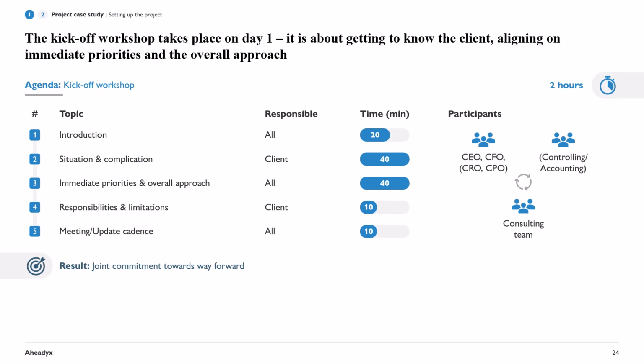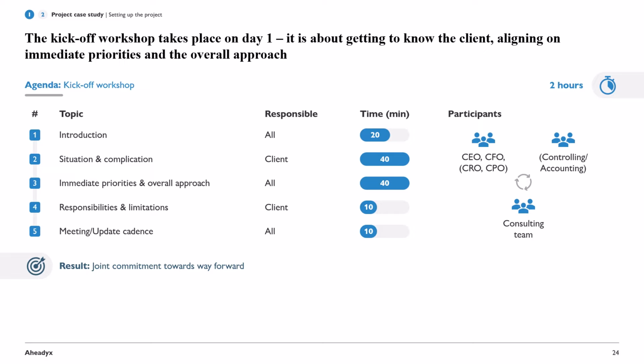So next, let's see what we're gonna do in the kickoff workshop. Here the goal is really twofold. So it's about getting to know your client on a personal level and aligning on immediate priorities and the overall approach, so that eventually you arrive at a joint commitment towards the way forward. So this is not a highly structured workshop. Also use that opportunity to get to know the client on a personal level. It might just be that their family's business heritage is literally in your hands, so build trust here.